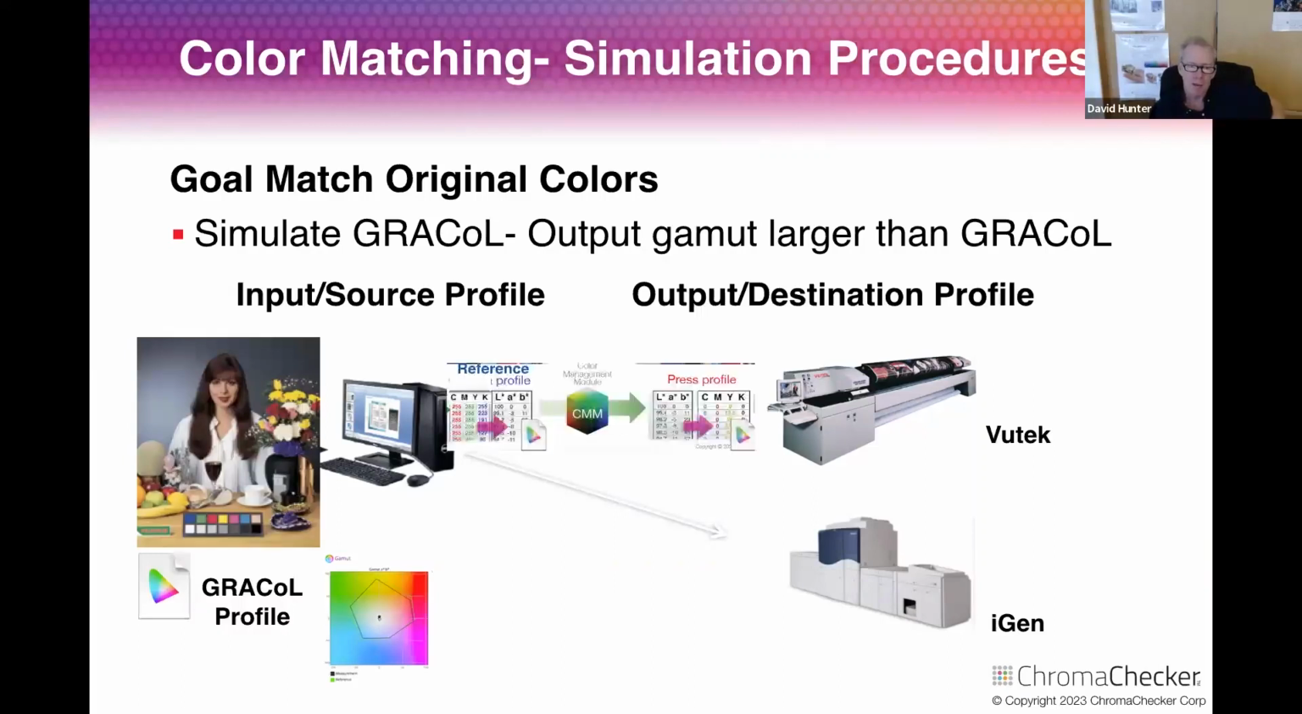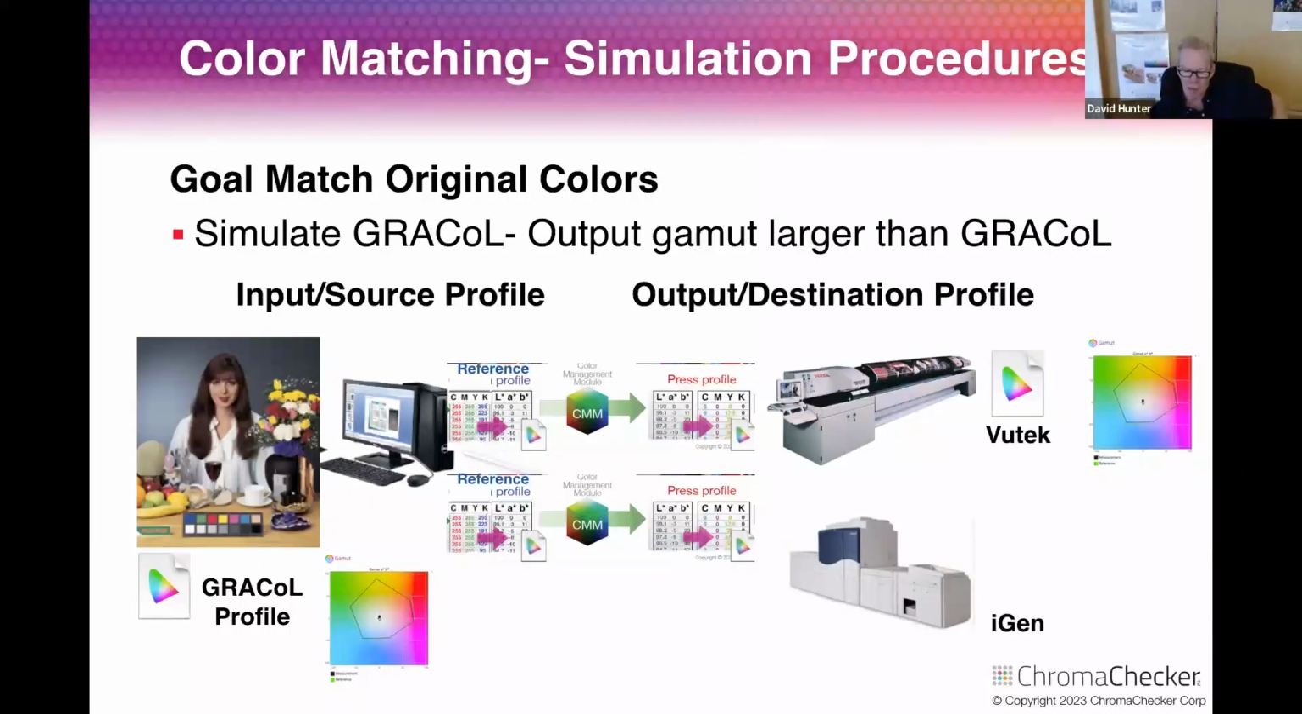So when you're trying to simulate Grackle, now the input profile becomes the Grackle or whatever the source is, and the output profile is still the ViewTech. But now with the rendering intent, you'll use either relative colorimetric or absolute colorimetric, or potentially some workflows have a hybrid, which is like absolute colorimetric, but it doesn't match the white point, so you don't get a scum dot. So in this way, you could still match the color without matching the white point so that the color is clean and fresh and doesn't look like there's a scum dot on the print device.